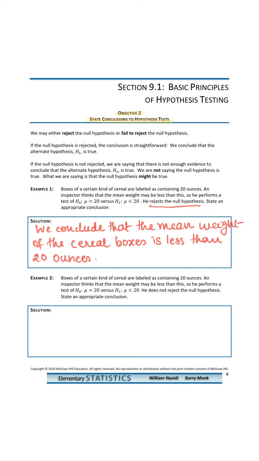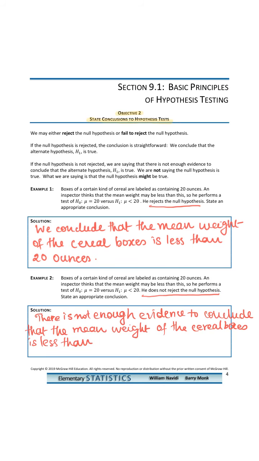In the first example, he rejects the null hypothesis. Assume that he does not reject the null hypothesis. Then how do we conclude this? In the second example, this is the same problem, but he does not reject the null hypothesis. The null hypothesis is not rejected, so we do not have sufficient evidence to conclude that the alternate hypothesis is true. We can express this as: there is not enough evidence to conclude that the mean weight of the cereal box is less than 20 ounces. Or in another way, we can state that the mean weight of the cereal box may be equal to 20 ounces.